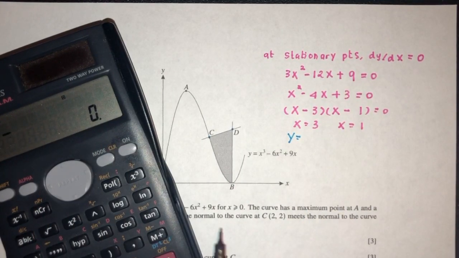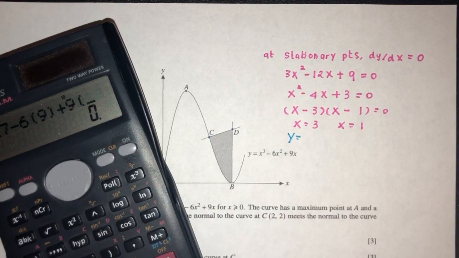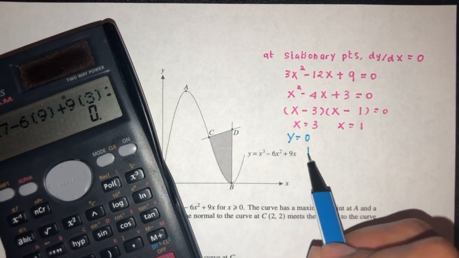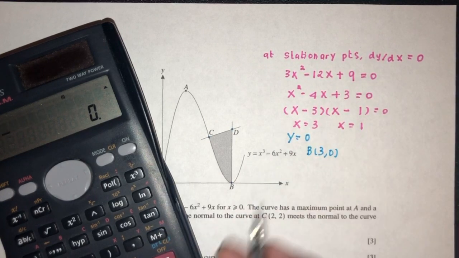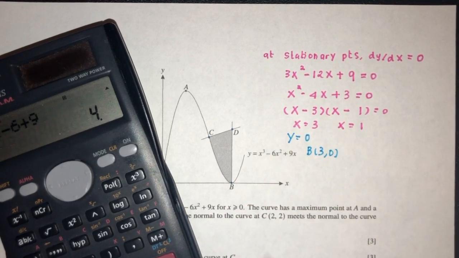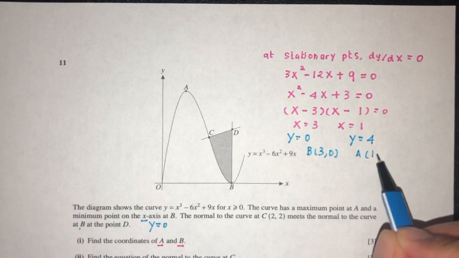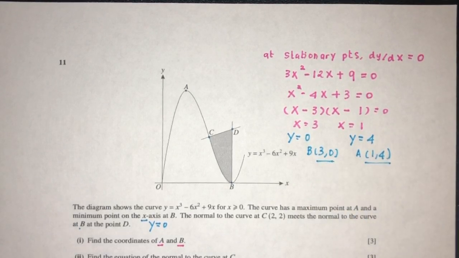3 cubed is 27 minus 6 times 3 squared, which is 9, plus 9 times 3. That should be 0 because it is this point right here, right? The point B is (3, 0). This is for the point A: 1 minus 6 plus 9 should be the value of 4. So y will be 4 over here. The point A should be (1, 4). Okay, so now we have the points A and B.